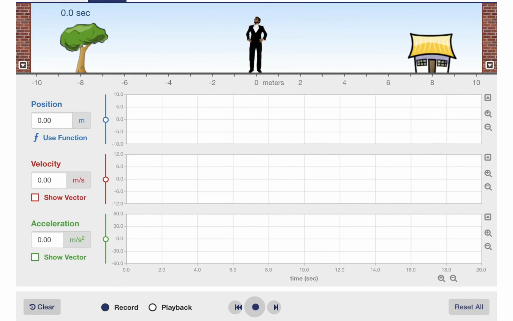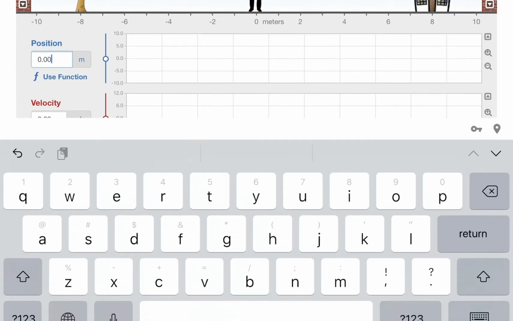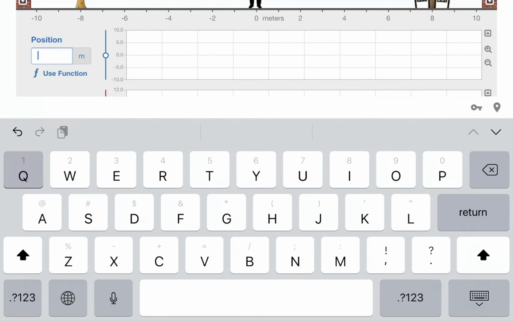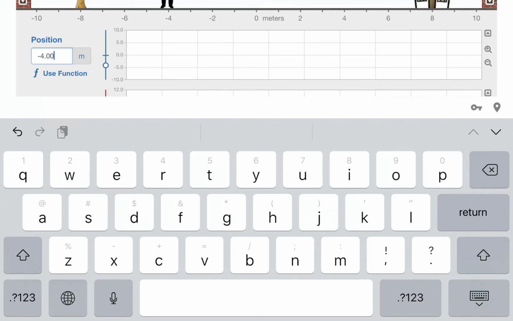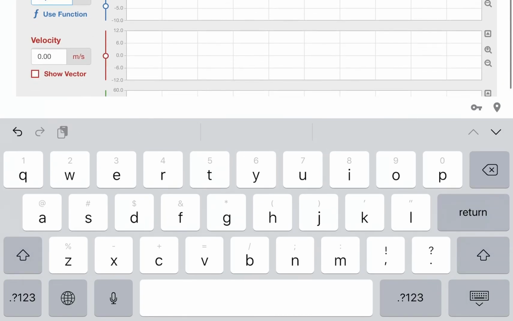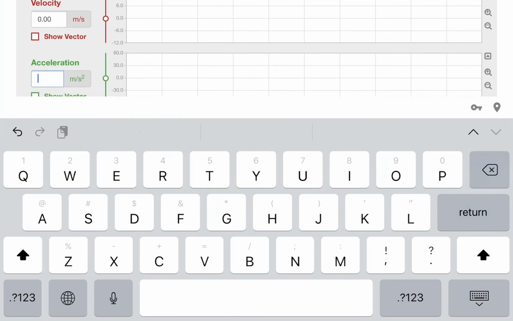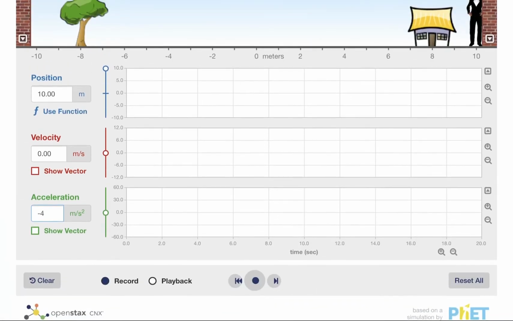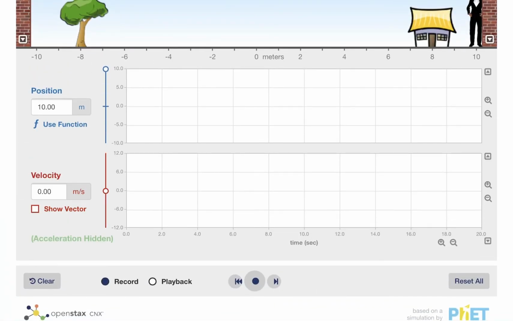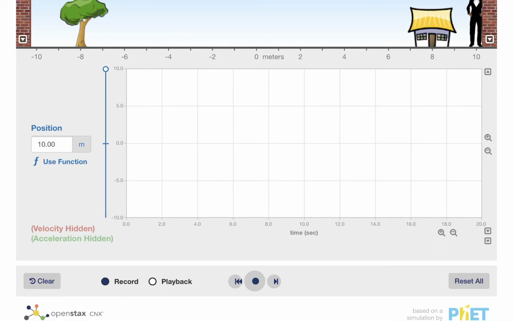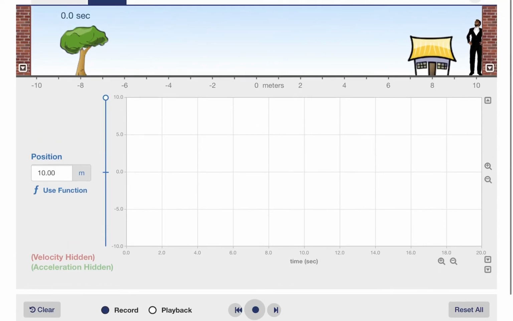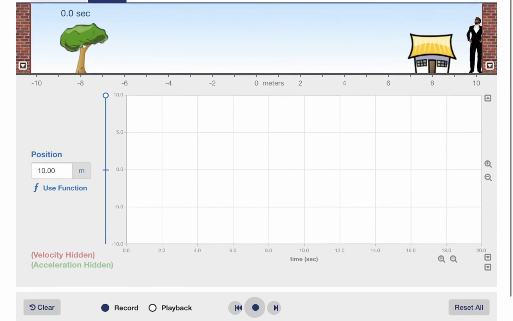Now, if we were going to accelerate towards the target, so we're going to put him at a distance of 10 meters, and change his acceleration because he's going to be going the opposite direction. So now he is 10 meters away and he's going to be accelerating towards the target.